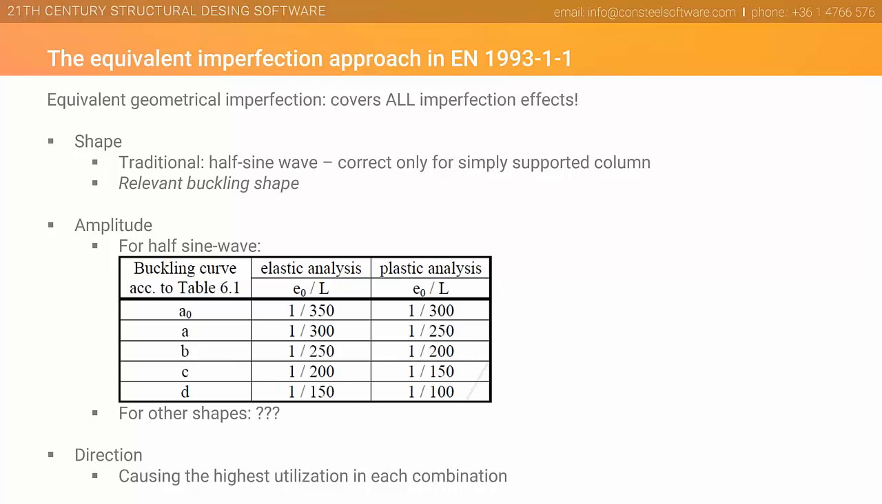In the new Eurocode, there will be a little bit more rules for the definitions of amplitudes, but at the moment we can just rely on that table, and there is one chapter in the Eurocode directly for buckling mode based imperfections, but again only for compressed members. And the direction should be taken, of course, to cause the highest utilization in each combination.